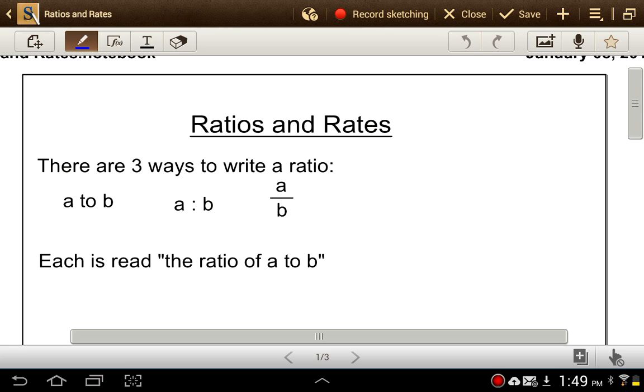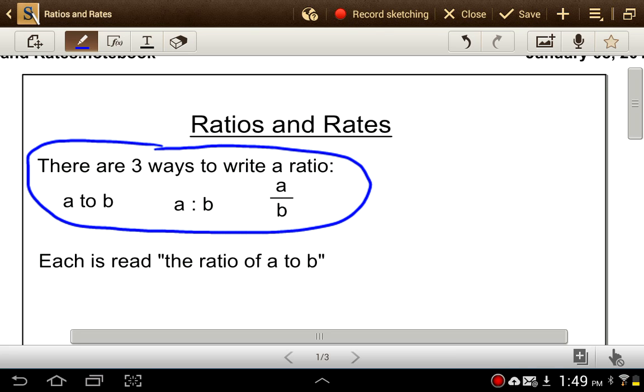First thing I want to talk about is some ratios. And there are three ways of writing a ratio. Remember, a ratio compares two quantities, so make sure that you write down what I just circled there. The three ways to write them are A to B, A:B, and A/B. Now I set them all the same because each is read as the ratio of A to B.